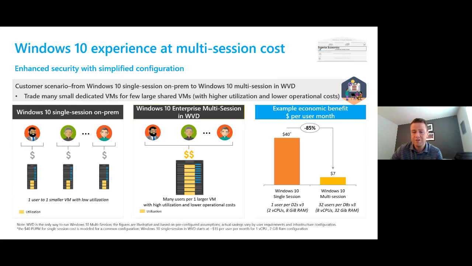So you see on the left, what this is showing is essentially a small virtual machine per user, which usually ends up with low utilization. And then in comparison, in the middle is a multi-session deployment. So you have a larger shared VM that supports multiple users, and you can have higher utilization on that. And then since you have fewer VMs, you have lower operational costs, right? So this shows a savings of up to 1/6 of your original cost with the deployment on the left-hand side there.